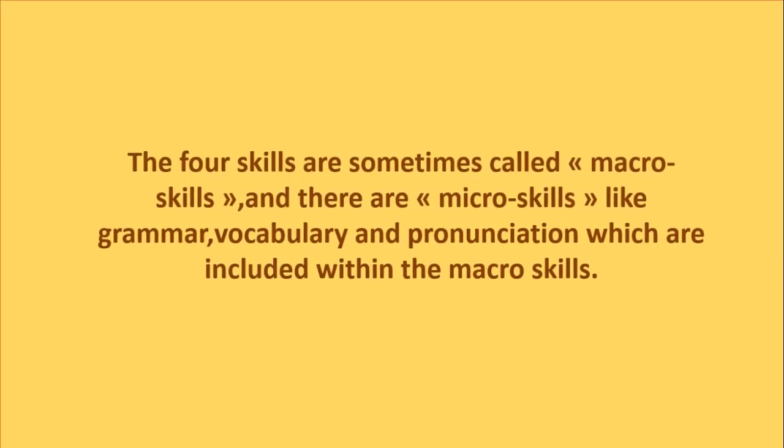The 4 skills are sometimes called macro skills, and there are micro skills like grammar, vocabulary, and pronunciation, which are included within the macro skills. So this is what I was talking about before. We have these important skills which are listening, reading, writing, and speaking, and then we have the micro skills which are grammar, vocabulary, and pronunciation. That's why we are asked to teach these micro skills within the macro skills. We teach grammar in a context, which is, for example, listening or reading, and the same for vocabulary and pronunciation.